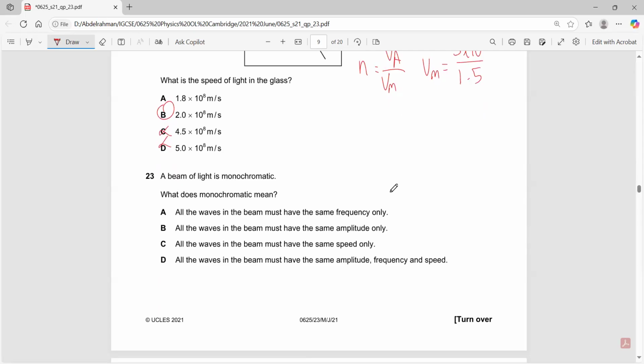A beam of light is monochromatic. What does monochromatic mean? Monochromatic means that it has one frequency. One frequency.